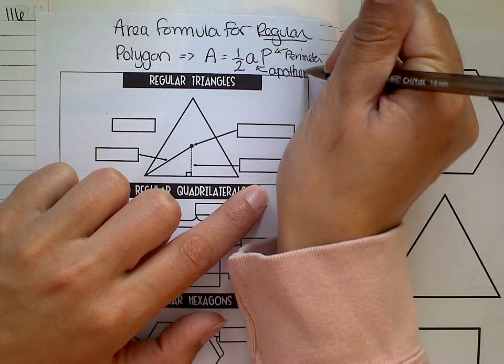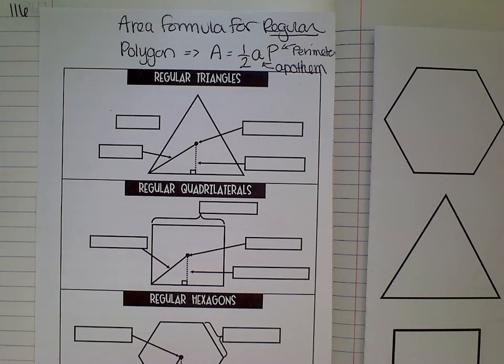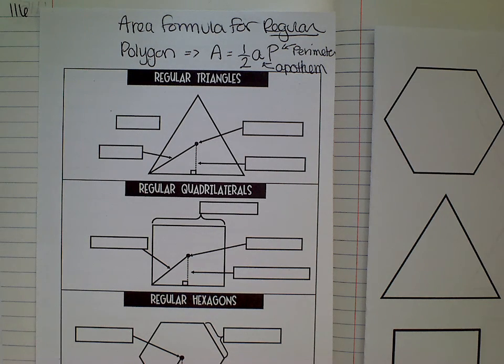And so an apothem is super fun to say because it sounds like a possum, but a lisp. And I kind of have a lisp, so it's okay for me to say that.